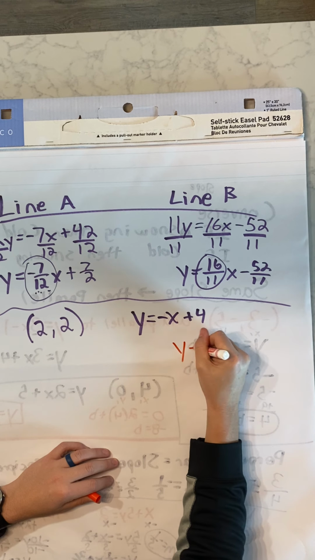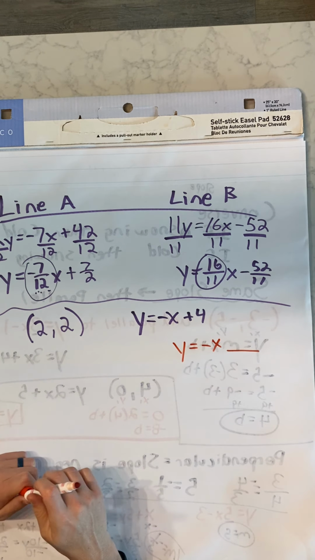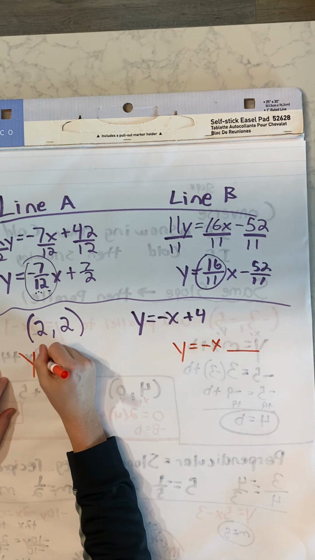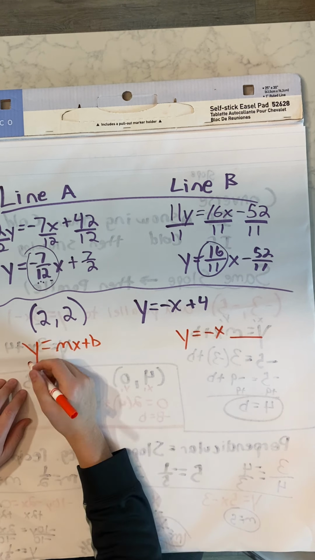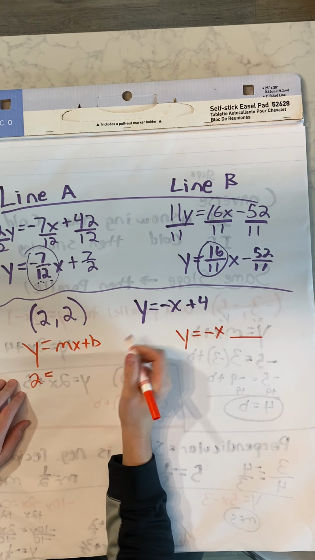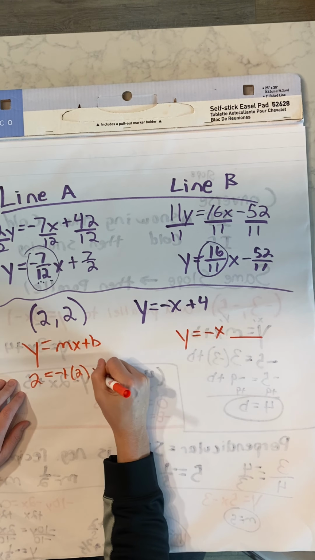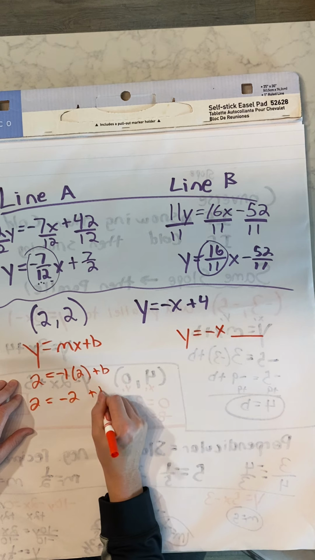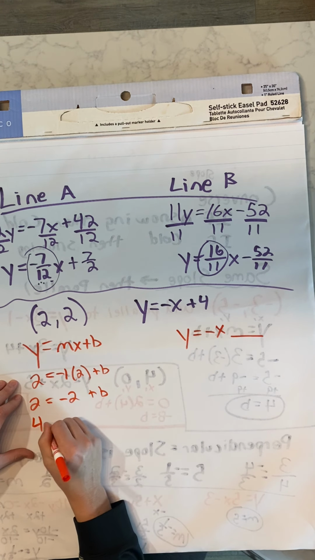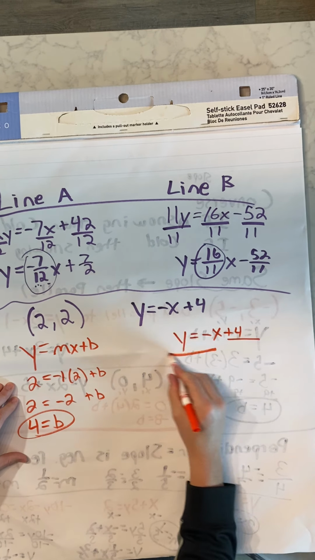So our equation is going to start with y equals negative x, and then we just need to find out what b equals. So we're going to use y equals mx plus b. Put 2 equals negative 1 times 2 plus b. 2 equals negative 2 plus b. Add 2 to both sides. b equals 4. So we're going to put plus 4 in there. Here's our equation.